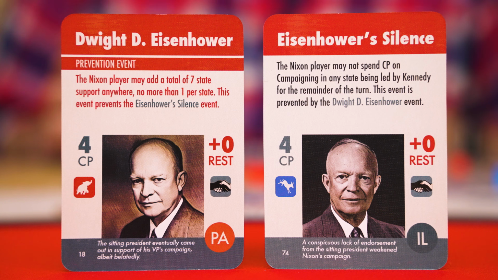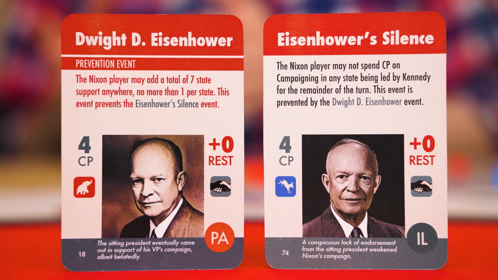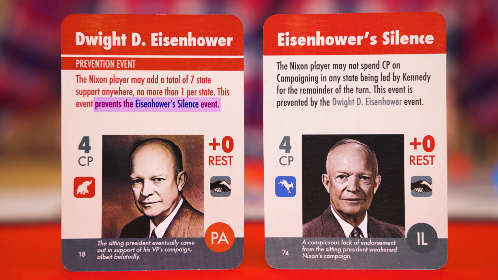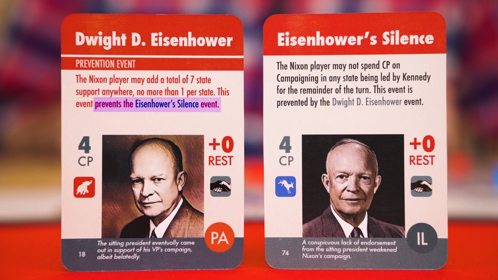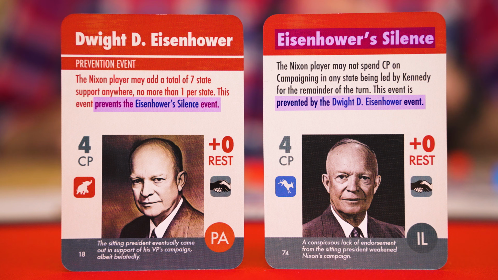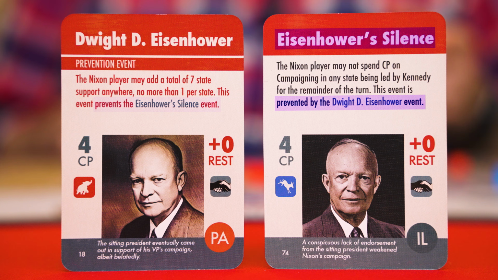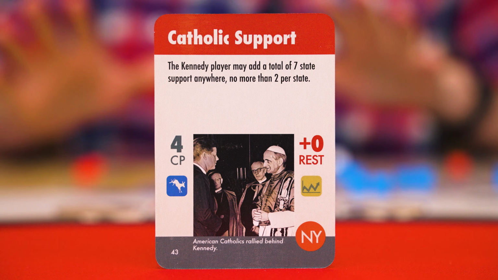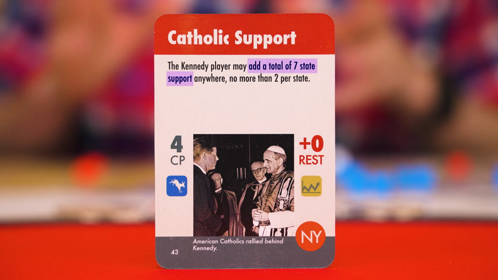In addition to their other effects, prevention events prevent other events from being played. For example, once this Dwight D. Eisenhower event has been resolved, the Eisenhower's silence card can no longer be played for its event. Moving on, some events will provide you with state support.